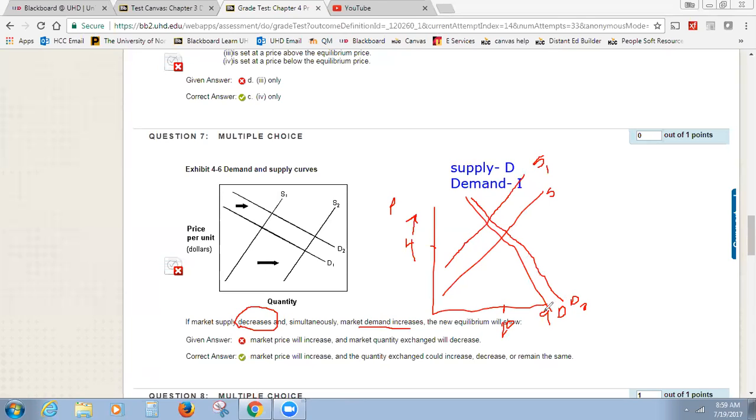So if demand shifts out to the right and supply shifts back, a decrease in supply, I'm going to be at a new equilibrium where D1 meets S1. Notice here, my price went up, but because supply shifted back so large compared to demand, I'm actually going to end up with less quantity being sold. So that's why the answer here is the market price will increase and the quantity exchanged could increase, decrease, or remain the same. Probably the easiest thing to do is to just draw the curves out.